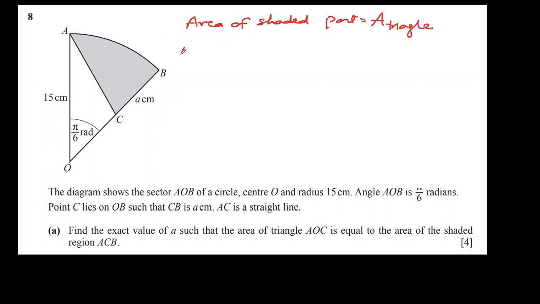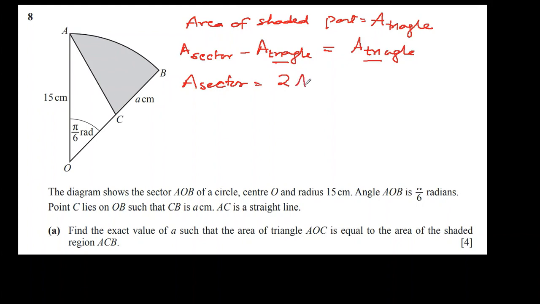So we can write the area of the shaded part, this one, will be the area of this whole sector, and if I remove this triangle from it, I'll get the shaded part. So area of the shaded part is equal to area of the sector minus area of the triangle, which is equal to area of the triangle. Now these two are exactly the same. So let me bring it to the other side, it becomes positive. So area of sector will be 2 times area of triangle. And now we know the formulas for sector and triangle areas.